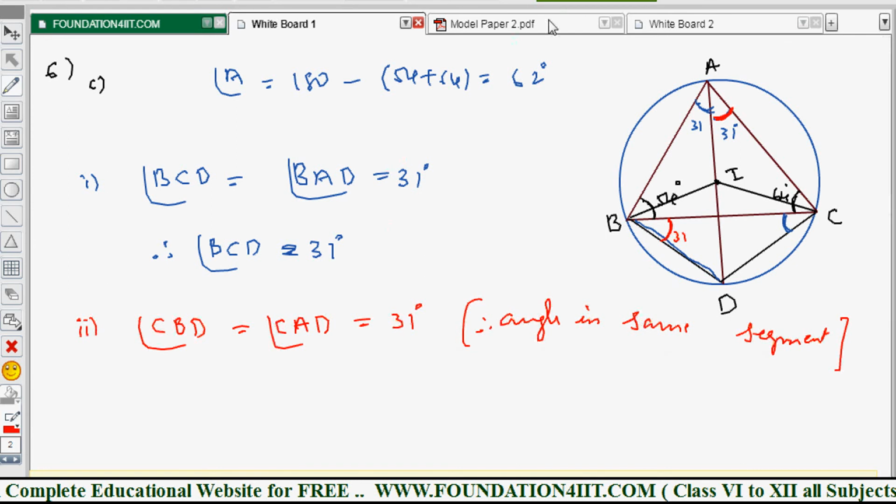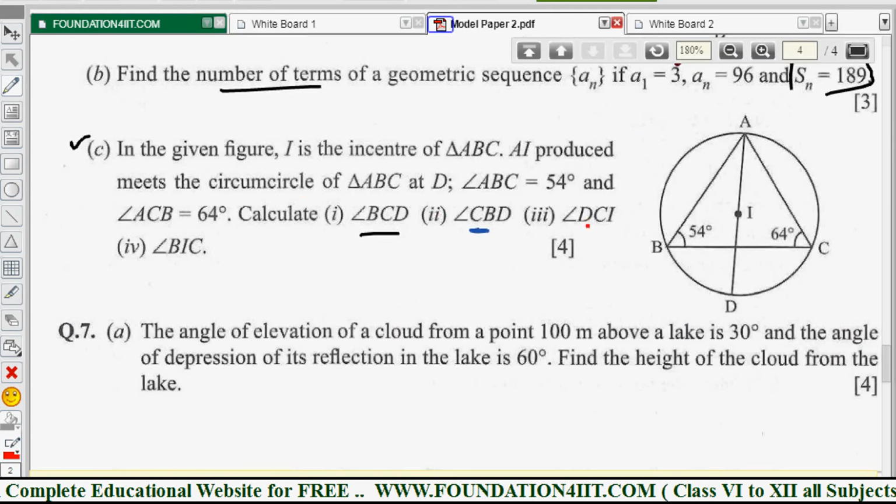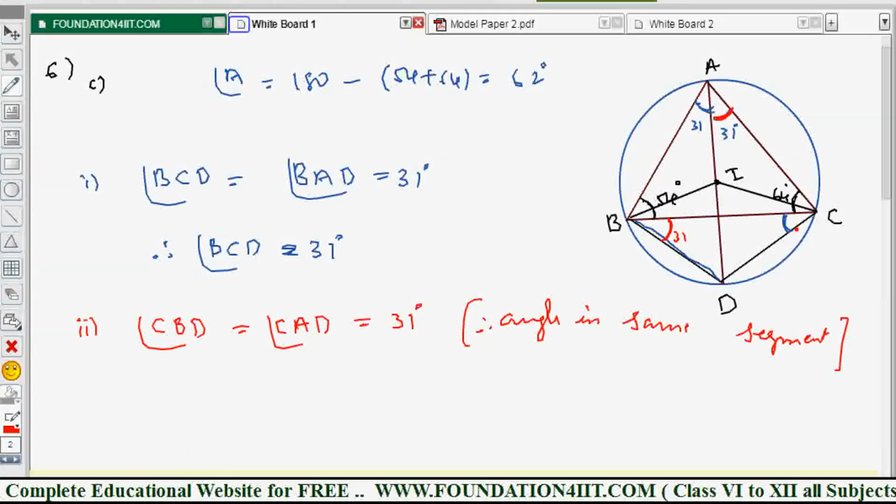So this property is applied for both. Now let us see the next one, angle DCI. If you observe DCI, this total angle we need to find out. If you observe, we already got this DCB. Now this total 64 we should divide into two parts. This 64 is divided here and here into two equal parts. That means angles ACI and ICB are each 64 divided by 2.